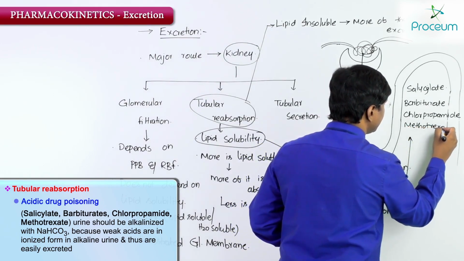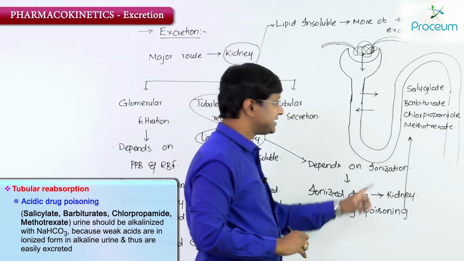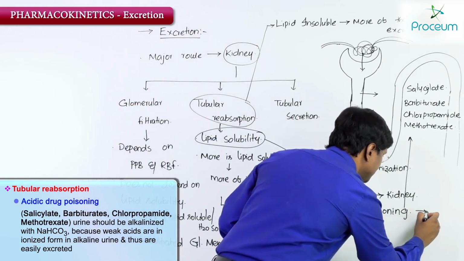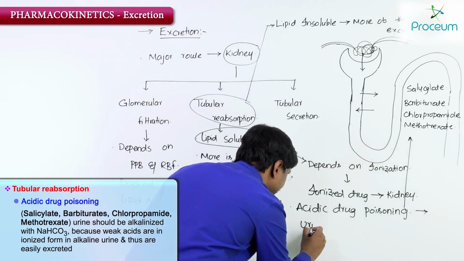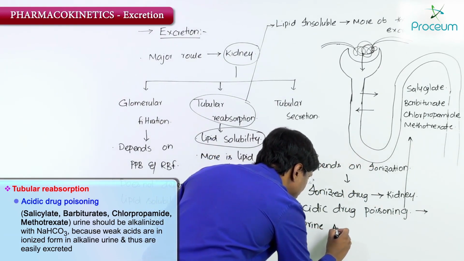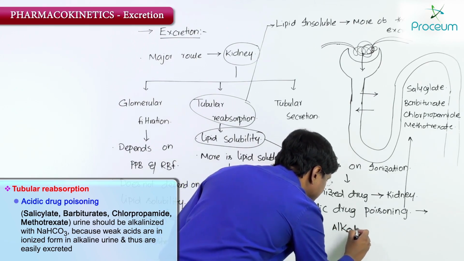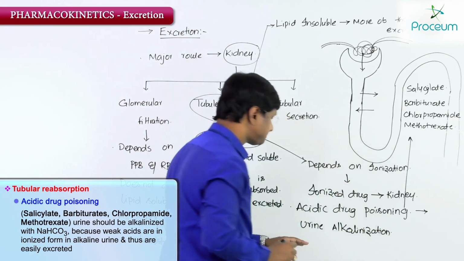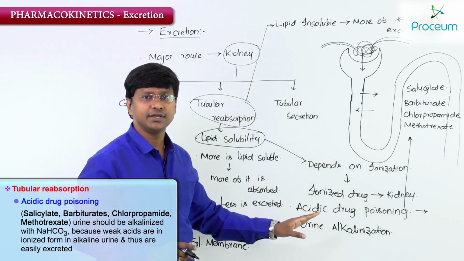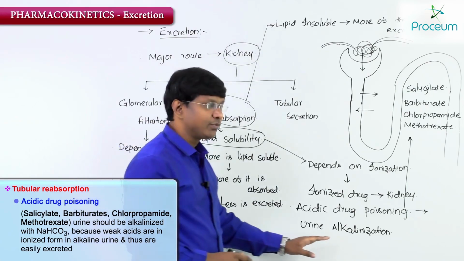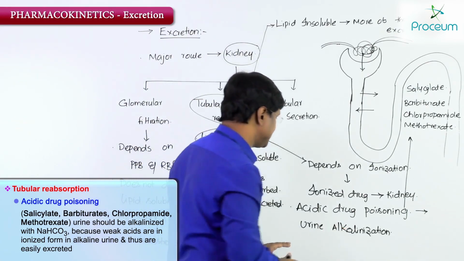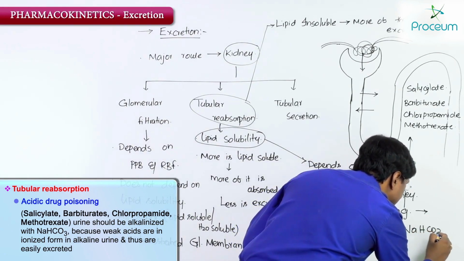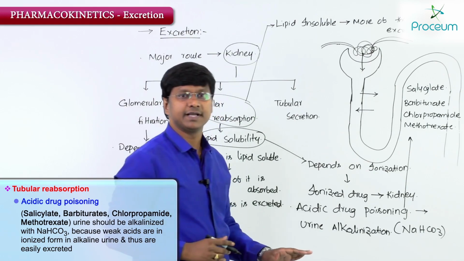So remember, in acidic drug poisoning, what do we require? We require the urine to be alkalinized. And what is the substance which we use for alkalinization? We use sodium bicarbonate.